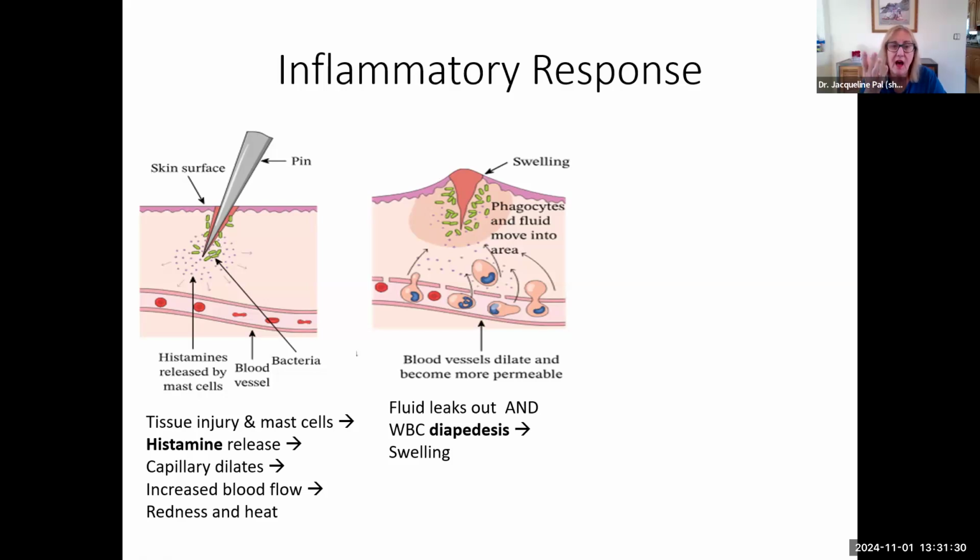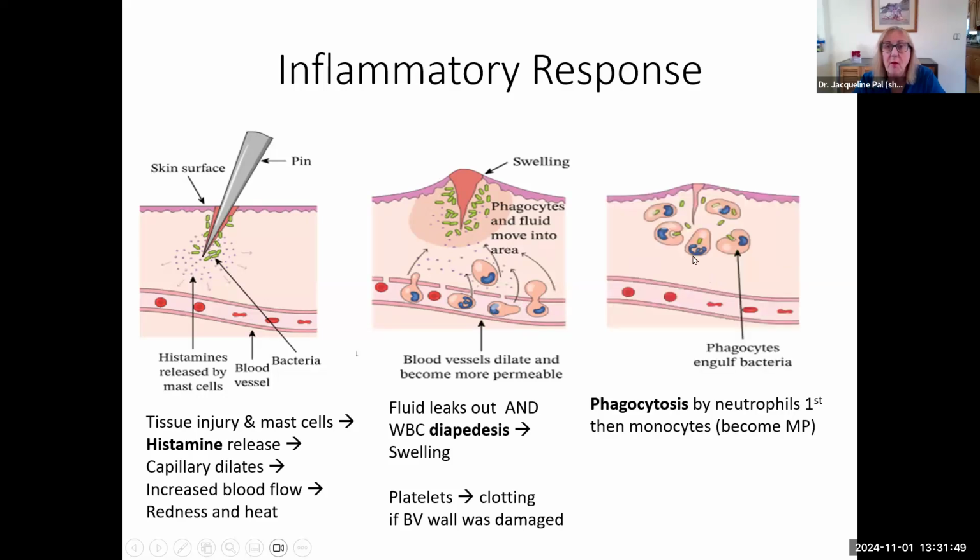So if that pin had damaged a blood vessel, then platelets would come in and form a platelet plug, followed by the coagulation cascade. So you'd have the whole clotting process going on. Now, you would have phagocytosis at first being done by the first responders, which would be the neutrophils, and then later on, the monocytes, which are the cells that become the macrophages, would do that starting about day 3 or day 5 and continue on.